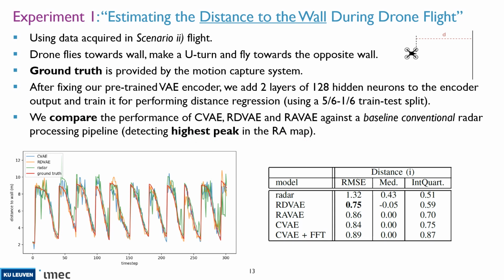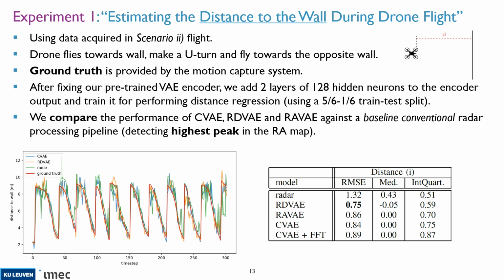The first experiment that we conducted consists of regressing the distance of the drone to the wall towards which it is heading. This corresponds to the data acquired in scenario 2. The ground truth distance is provided by the motion capture system. We use our already trained encoders and we add to them 2 additional fully connected layers of 128 neurons at the output of these encoders. We train these additional layers in order to perform distance regression using 5/6 of the data in scenario 2 and using the ground truth distances from the motion capture system as target values. The remaining data is used for assessing the regression performance.